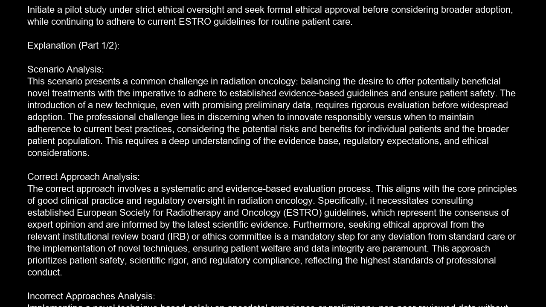Furthermore, seeking ethical approval from the relevant Institutional Review Board (IRB) or Ethics Committee is a mandatory step for any deviation from standard care or the implementation of novel techniques, ensuring patient welfare and data integrity are paramount. This approach prioritizes patient safety, scientific rigor, and regulatory compliance, reflecting the highest standards of professional conduct.